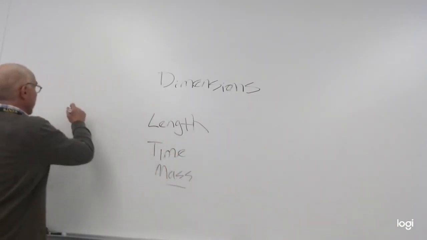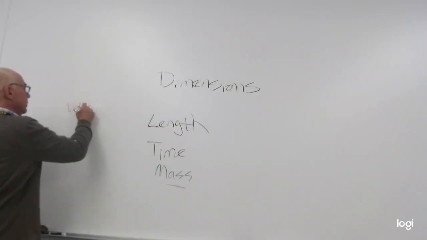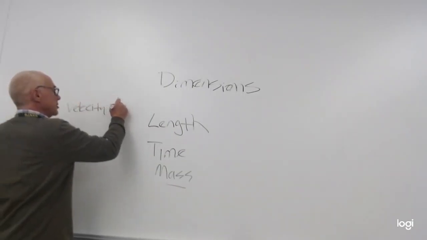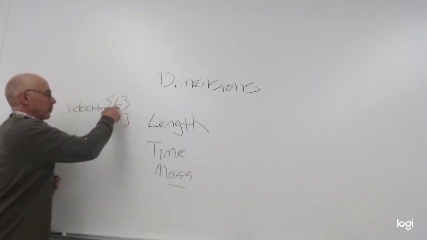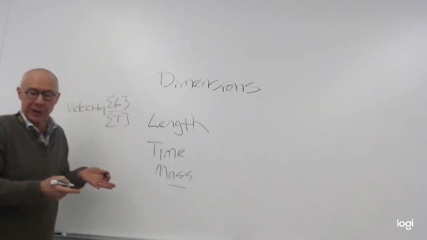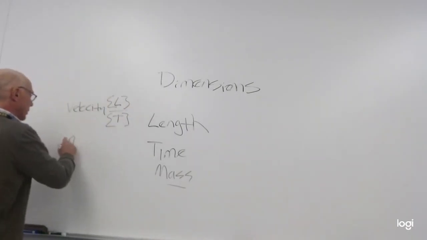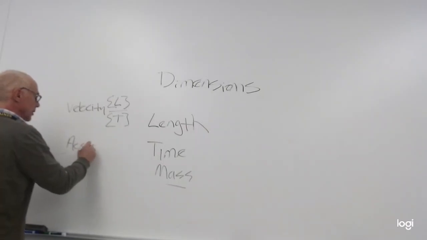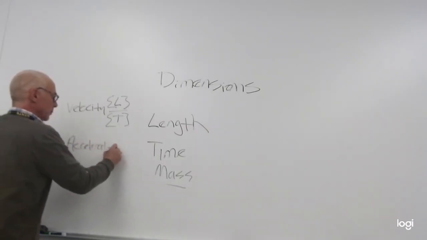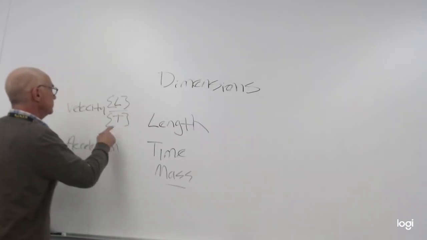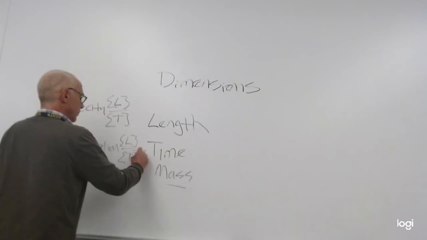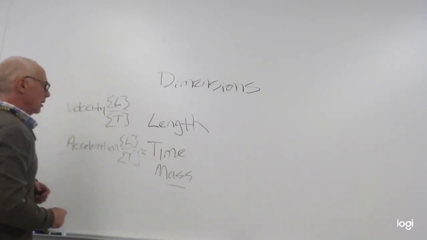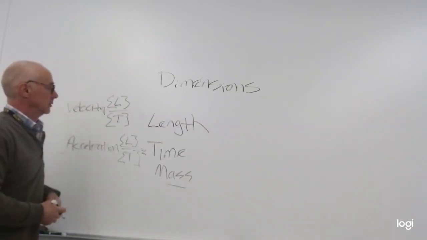But then there are some derived properties, and the two that come to mind are velocity, which would have dimensions of length over time. And notice when we write dimensions, we put them in brackets. Hopefully it's your established practice elsewhere. And acceleration is another one that we're going to see, which will have dimensions of length over time squared.